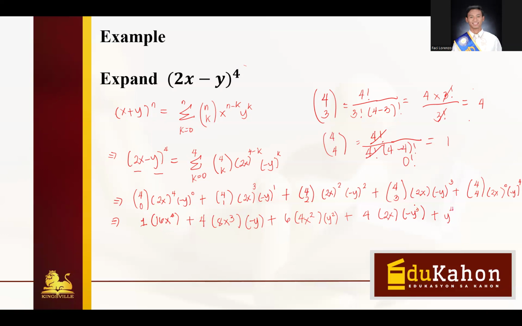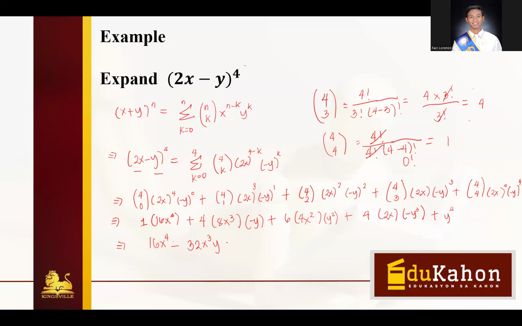Now, let's try to simplify. Okay, 1 times 16, that is 16x raised to 4. Plus 4 times 8. What is 4 times 8? 4 times 8 is 32. And 32 times x cubed is 32x cubed. And 32x cubed times negative y, that is negative 32x cubed y. So we will need to change the positive into negative because the value of y is negative. 4 times 8 again is 32. And we have x cubed and we have y.